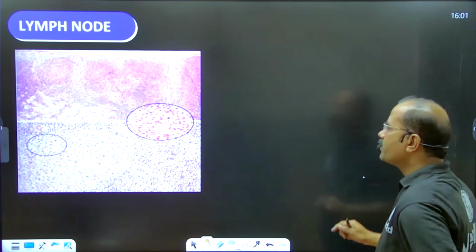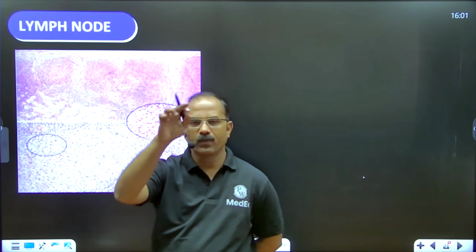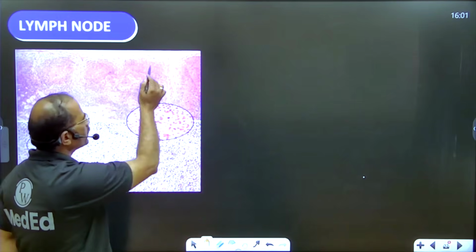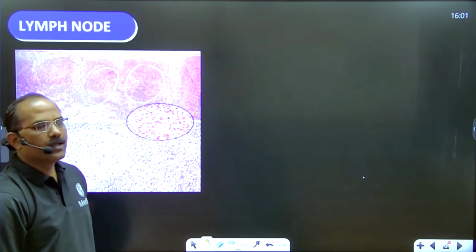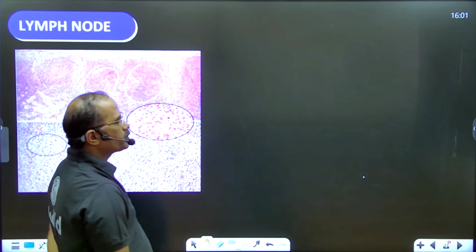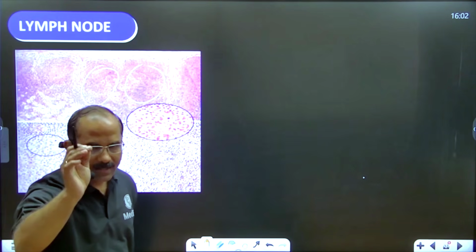Now understand lymphoid tissue. We've got 4 lymphoid tissues. In this lymphoid tissue, we get rounded structures. What are these things known as? The lymphoid follicles. These are the lymphoid follicles. So we've got 4 lymphoid tissues: lymph node, spleen, tonsil, and thymus.